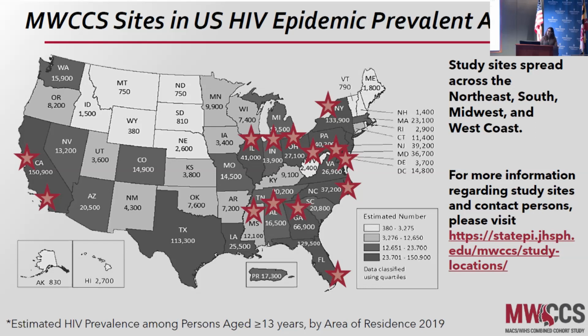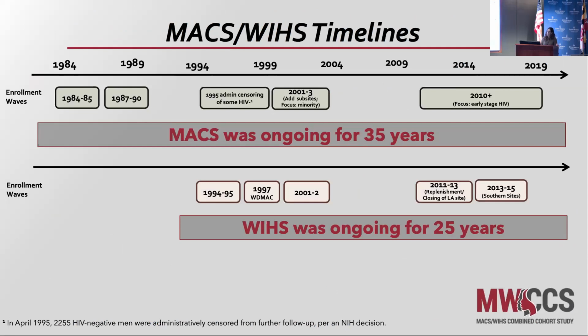Just to give an overview of our cohort study, we have 13 study sites across the US. This is a combination of two cohorts that were separate before. We had a cohort of gay men and a cohort of minority high-risk women, and they were combined a few years ago. We have enrollment every few years, and together we're called the MaxWise Combined Cohort Study. The study of men started in 1984, before there was even a test for HIV. Gay men from across the US were enrolled to try to understand what was affecting them and causing AIDS.